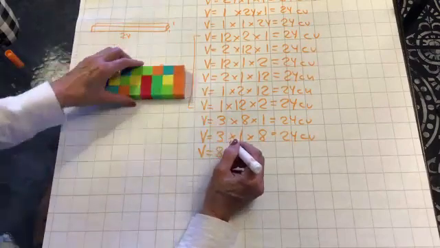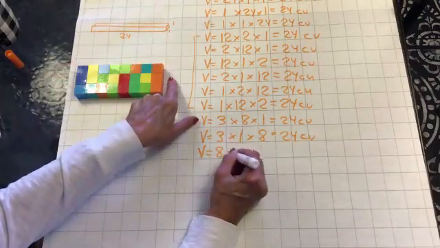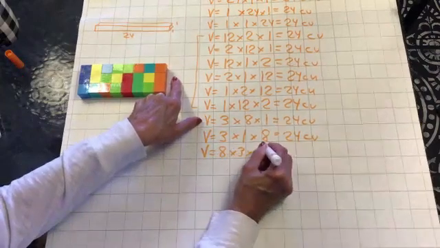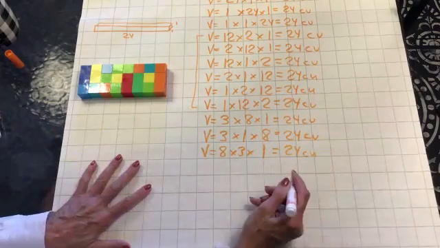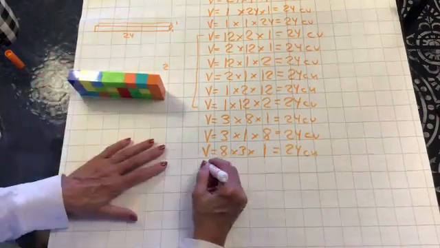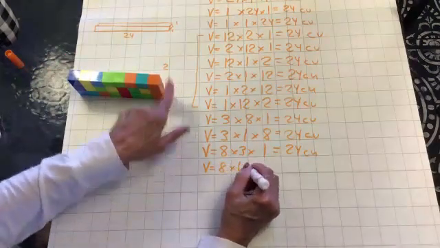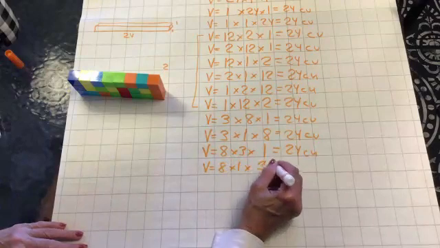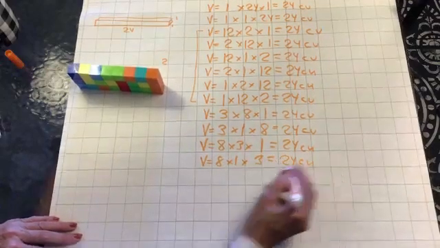So it would be 8 wide. And this one here is 8 wide by 3 deep by 1 tall. Then we have 8 by 1 deep by 3 tall. Do you see what I'm doing? I'm just writing these all out. It's the same cubes.